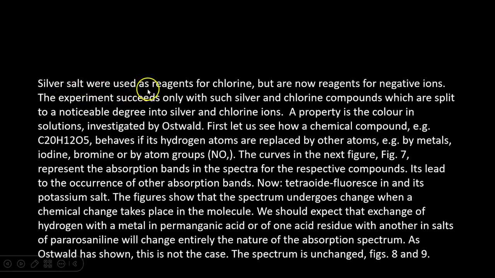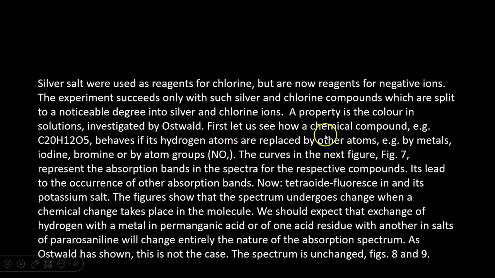Silver salts were used as reagents for chlorine, but are now reagents for negative ions in general. The experiment succeeds only with such silver and chlorine compounds which are split to a noticeable degree into silver and chlorine ions. A property is the color in the solutions, and it was investigated by Ostwald.